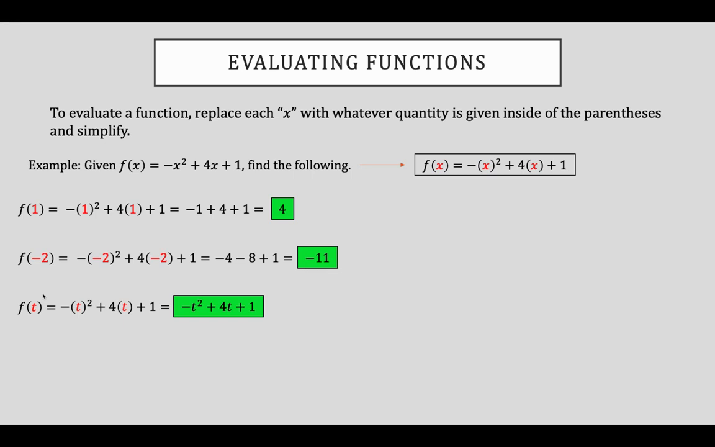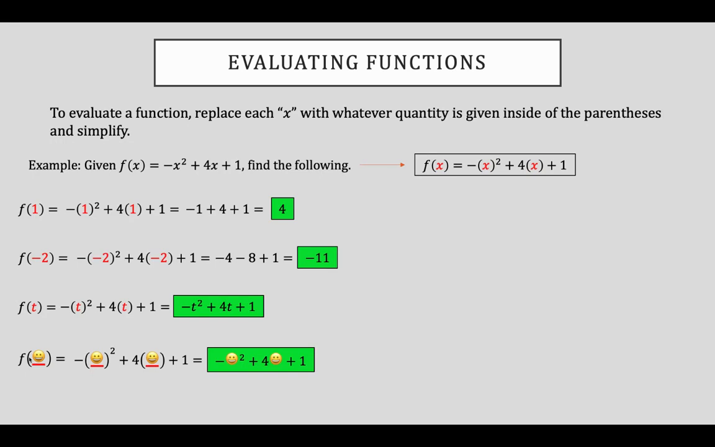See, we can even plug in letters. Here's one of my favorites. F of smiley face. Again, don't overcomplicate this. Whatever you see inside of the parentheses, that is what you are going to plug in for x. So, f of smiley face is equal to negative parentheses smiley face squared plus 4 parentheses smiley face plus 1. Again, none of those really simplify, and so we end up with negative smiley face squared plus 4 smiley face plus 1.